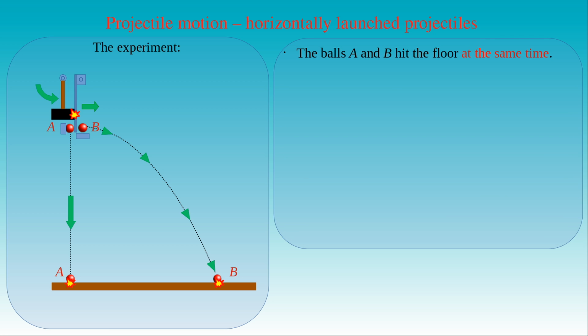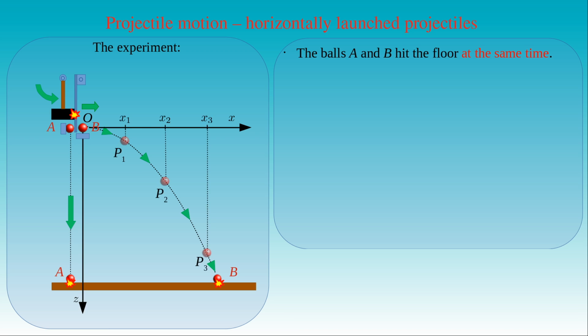at the same time. In order to describe the motion of the balls, we choose the ramp as the reference point O, and attach a two-dimensional Cartesian coordinate system to it. The x-axis of the coordinate system points in the right direction, and the z-axis points downwards. If we choose the equidistant points x1, x2, and x3 along the x-axis, and project them onto the trajectory of the projectile, then we obtain the points p1, p2, and p3.